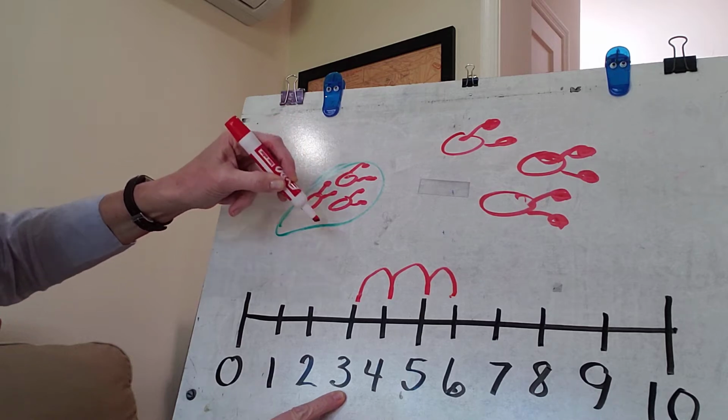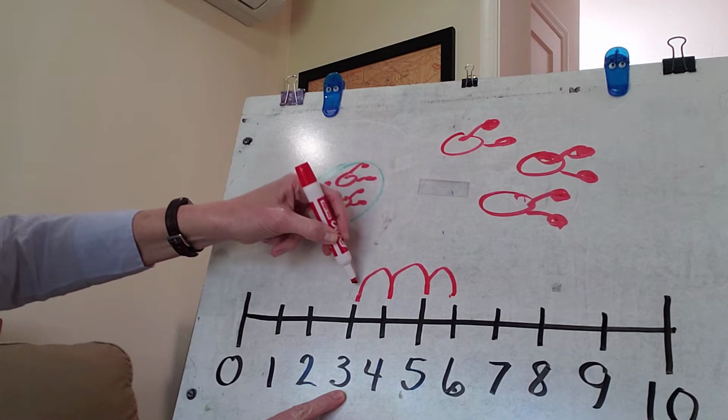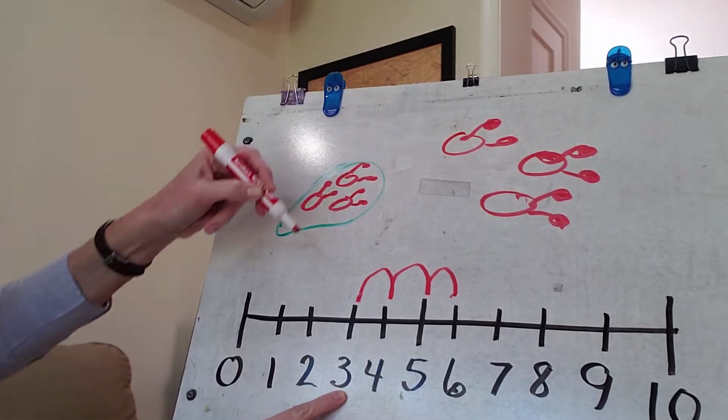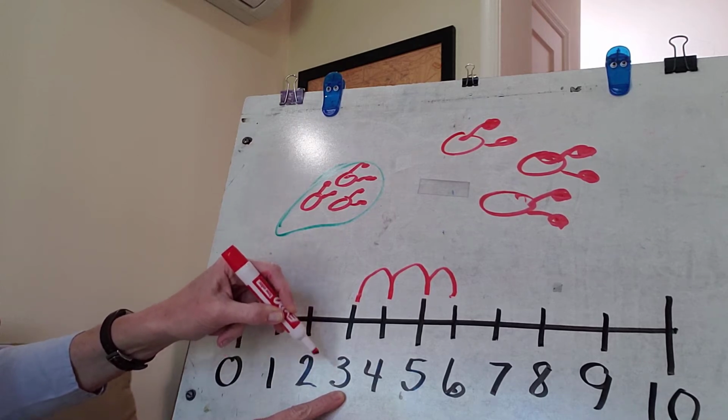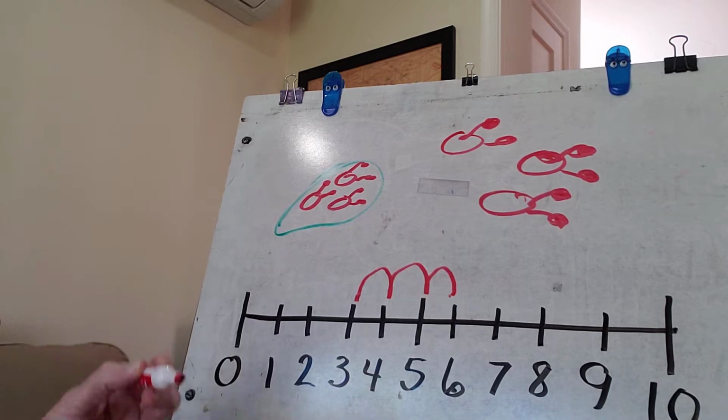I do. So using my number line, I hopped back 3 for the 3 ladybugs that flew away, and I landed on the 3 that says I have 3 ladybugs left on my leaf. Okay? All right, let's try one more, and then we'll work on our sheet.